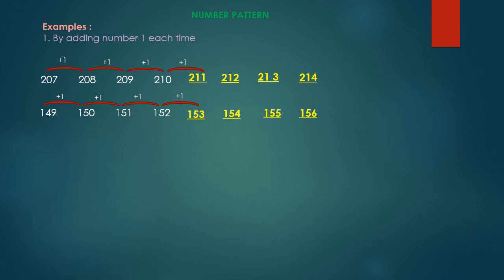Let's see how to get a sequence of numbers by adding 2 each time. An example is given here. What do you do to 320 to get 322?